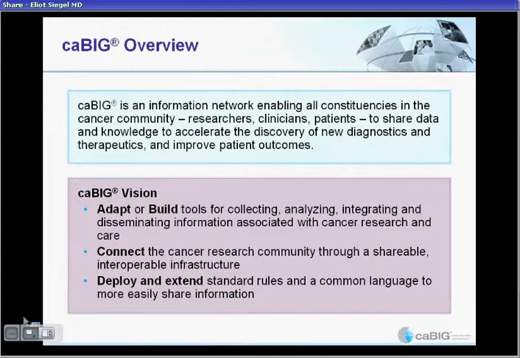So most of you probably already know that SEEBIG is an information network that enables all constituencies in the cancer community, whether you're researchers or clinicians or patients, to share data and knowledge to accelerate the discovery of new diagnostics and therapeutics and improve patient outcomes. The vision of SEEBIG, as you know, is to adapt or build tools for collecting, analyzing, integrating, and disseminating information associated with cancer research and care, connecting the cancer research community through a shareable, interoperable infrastructure, and to deploy and extend standard rules in a common language to more easily share information.